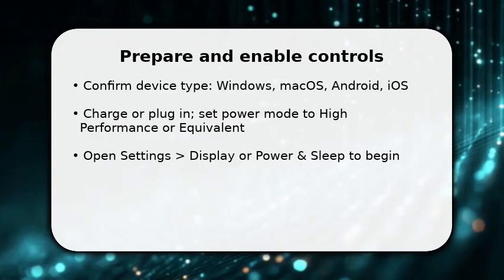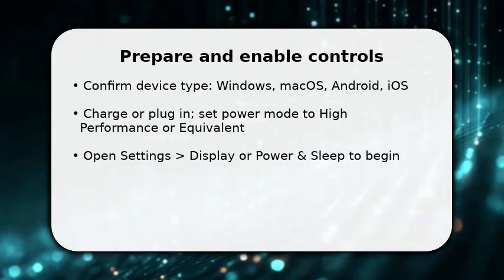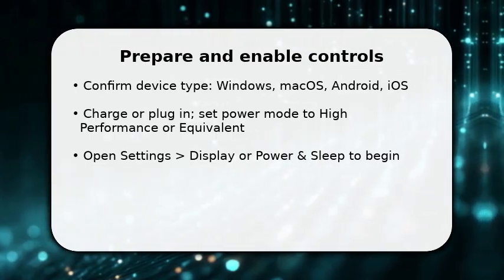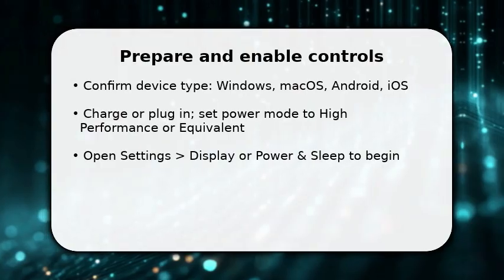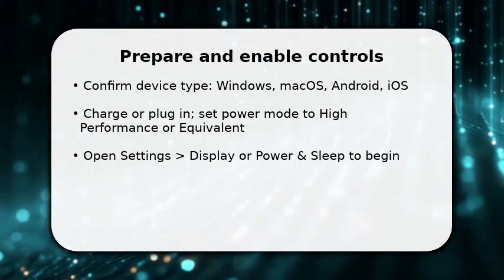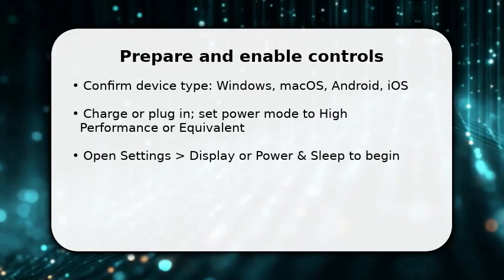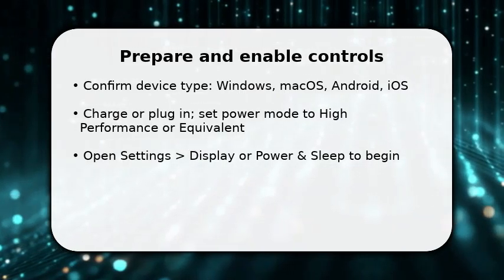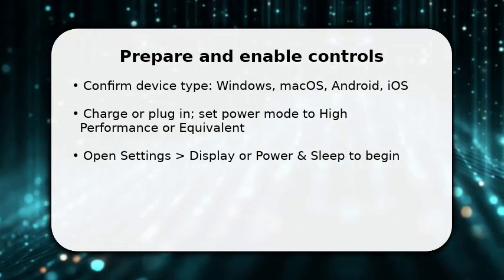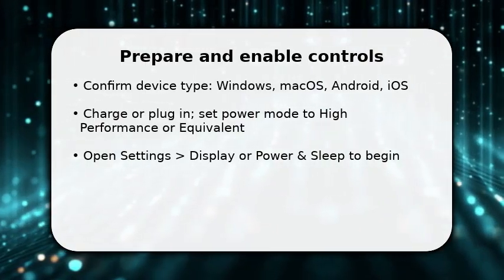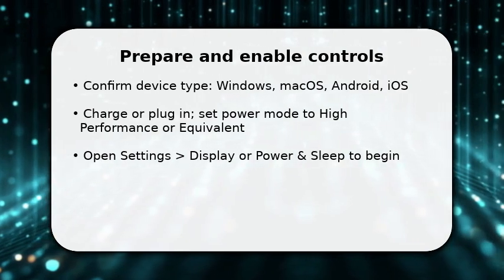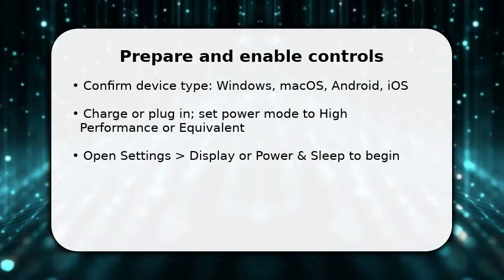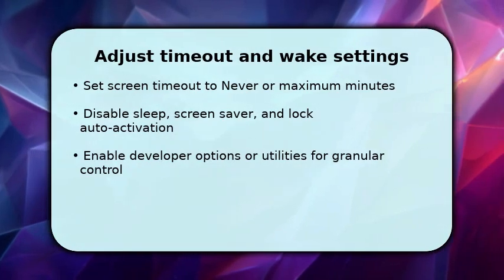You start by identifying your device and getting straight to controls. If you're on Windows, Mac OS, Android, or iOS, open the display or power settings now. Make sure the device is plugged in or has ample battery because constant wake prevents deep sleep savings. Once done, choose the highest performance or always-on profile so the OS won't override screen activity. You're doing this because preventing timeouts requires both permission and sufficient power, and these first steps unlock the UI options we'll change next.